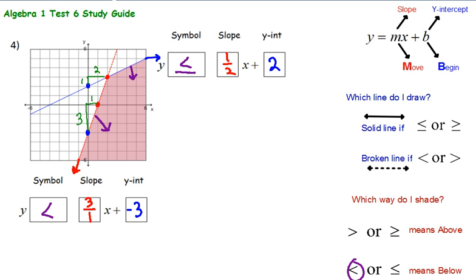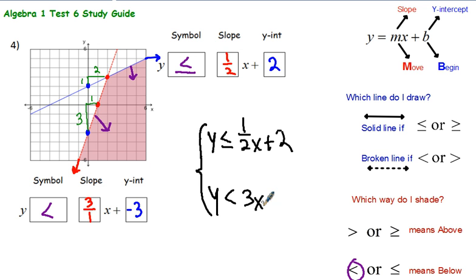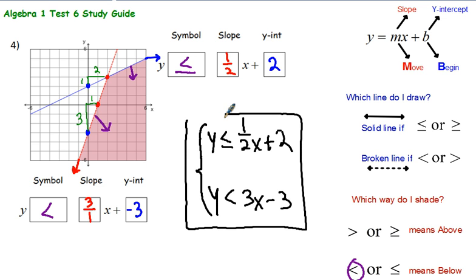So when we clean it up, because we're going to put it in the braces, I've got y less than or equal to 1/2 x plus 2 and y less than 3x minus 3. So really the same thing that we did on number 3. The only difference here is that we had an extra decision to make, which was, what's the inequality symbol going to be? But otherwise, really the same idea. All right, same routine. Go ahead and pause now. Try number 4 in the middle.